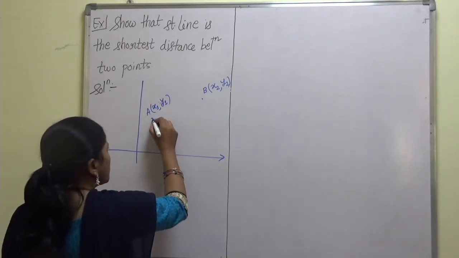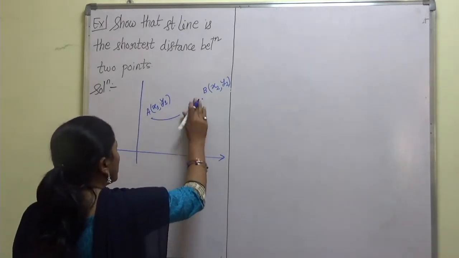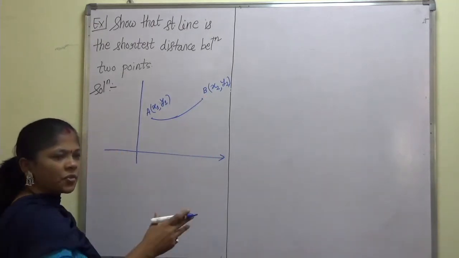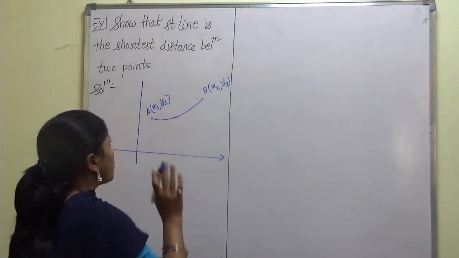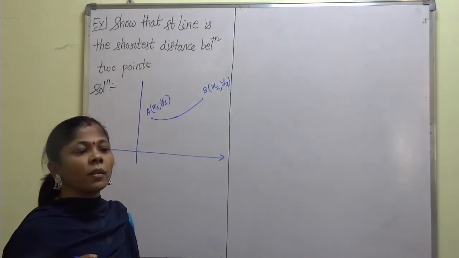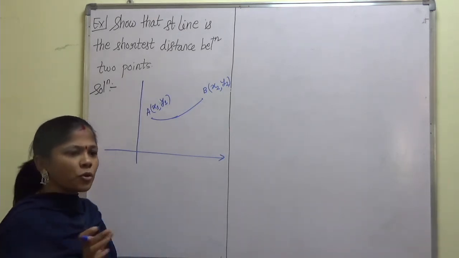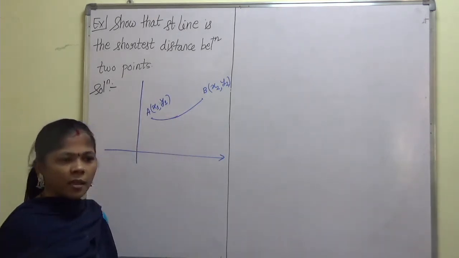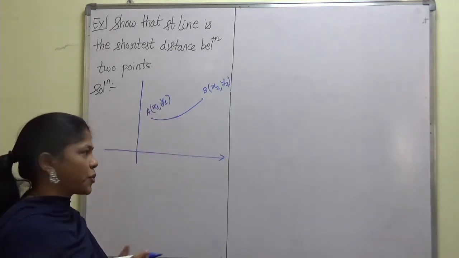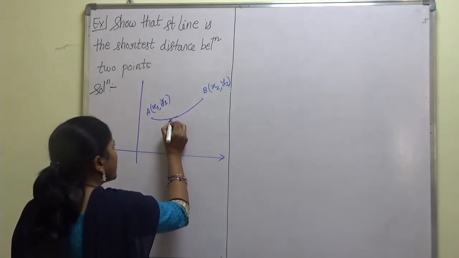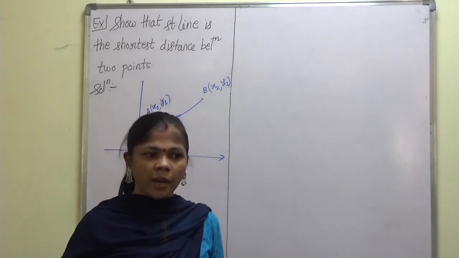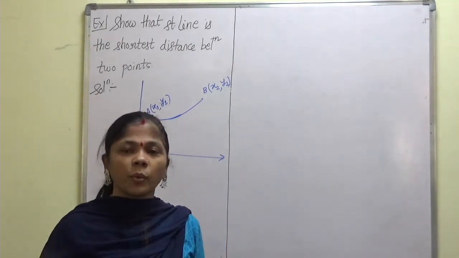Let us join them. So we can join this by any type of curve. It can be like this, or it can be a straight line, it can be anything, right? So what we have to show here is that the straight line is the shortest distance between the 2 points, right? So what we have to show is that the expression of this curve is nothing but a straight line. So our aim is to find out the length of this curve, okay, and that needs to be minimized so that it becomes the shortest distance between A and B.